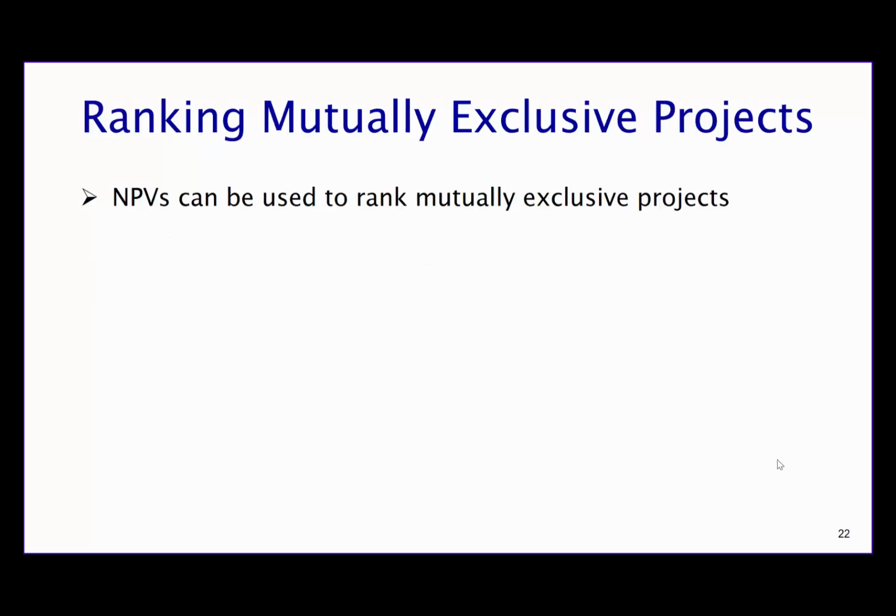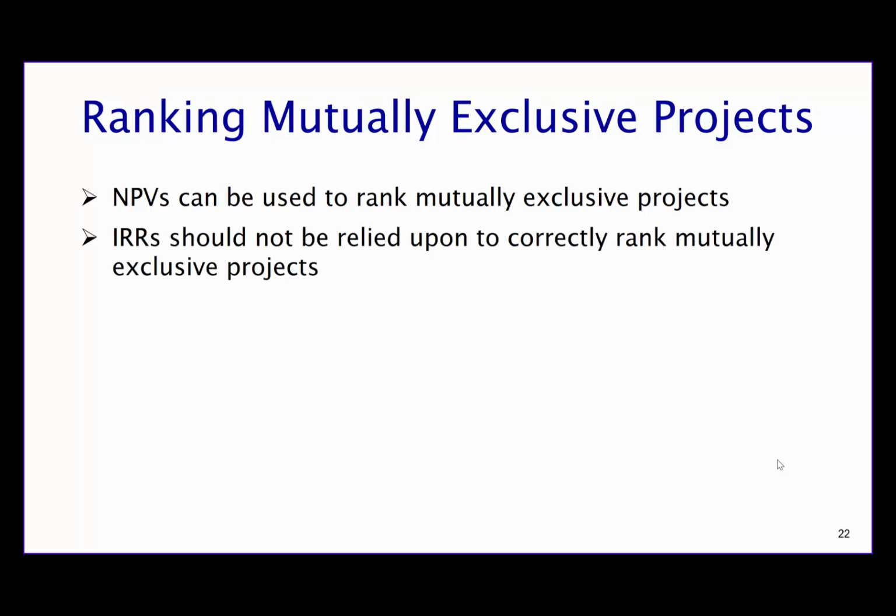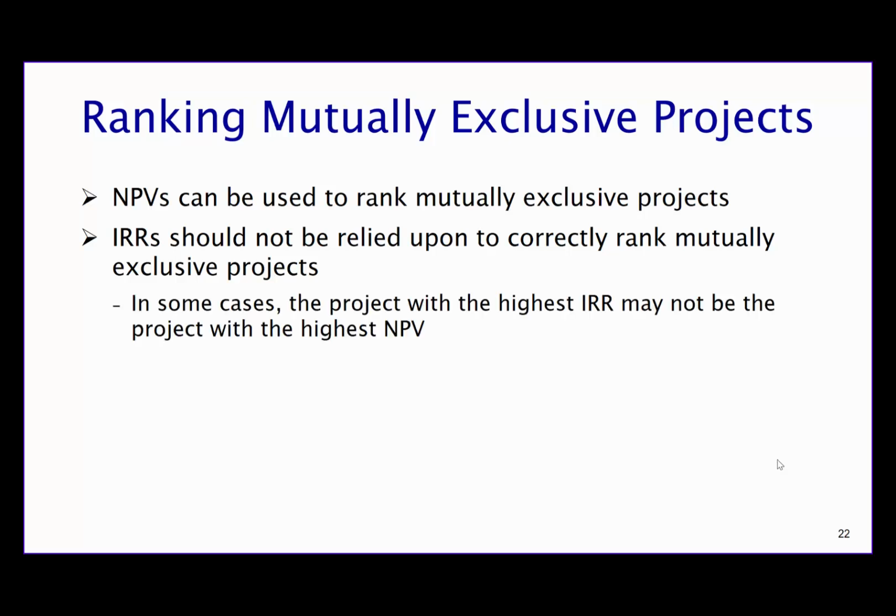Let's begin with the first one, on ranking mutually exclusive projects. The net present value technique can be used to rank mutually exclusive projects, and the reason you want to rank them is you want to identify the best project, the one that ranks as the most valuable to the firm. We learned in the last video that IRR should not be relied upon to correctly rank mutually exclusive projects. In some cases, the project with the highest IRR may not be the project with the highest net present value. That was the case with the two projects we looked at, Project S and Project L.